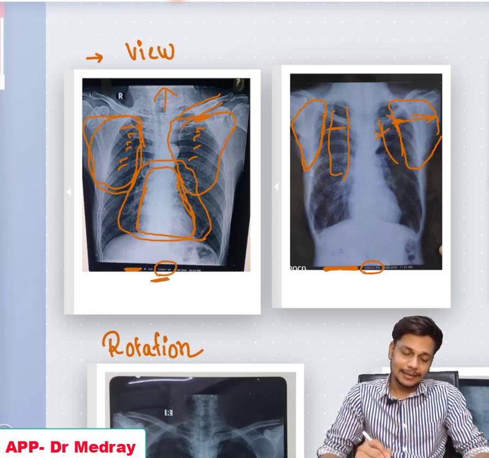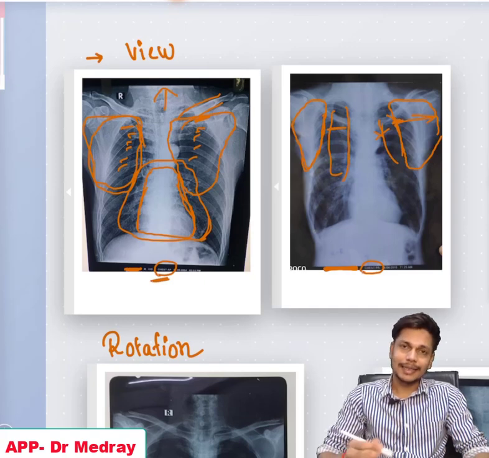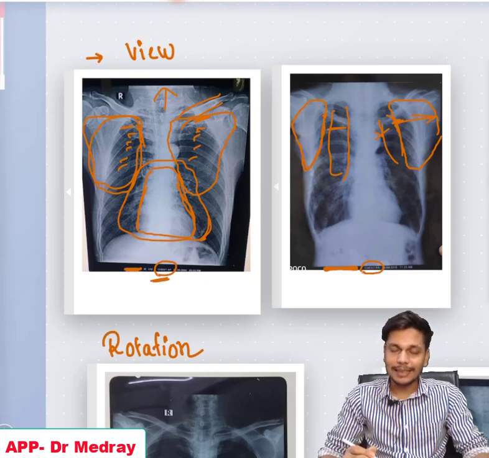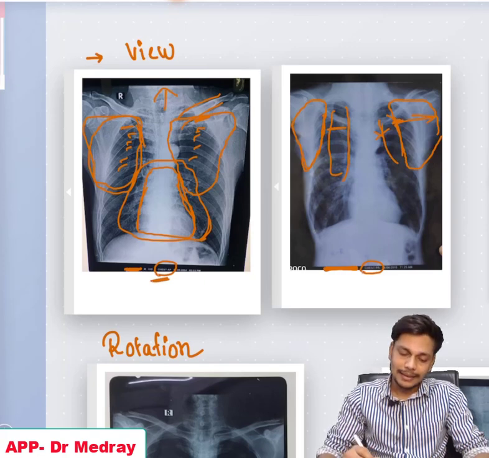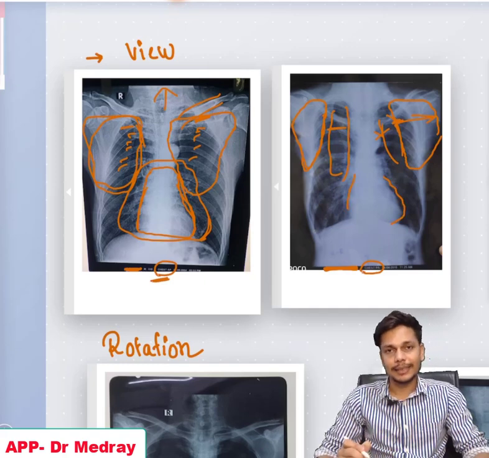Because there is apparent enlargement of the cardiac shadow in the AP view, as the rays are coming from the front, they will first meet the heart. So there will be enlargement, or false enlargement, of the cardiac shadow in the AP view. But in the PA view it is not so. What actually is the shadow of the heart will be projected here.